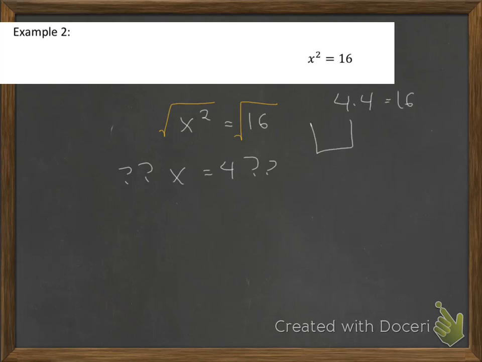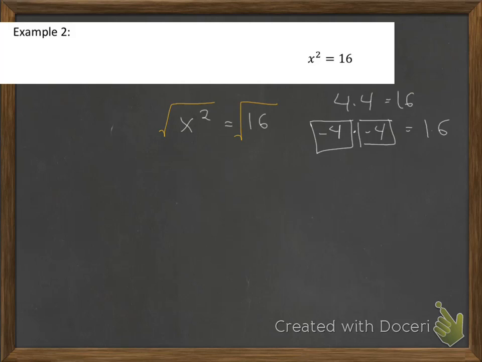But there is another number that when multiplied by itself gives you positive 16. Just for fun, pause the video and see if you can figure out what it is. So that number is -4. -4 times itself is still positive 16, isn't it?